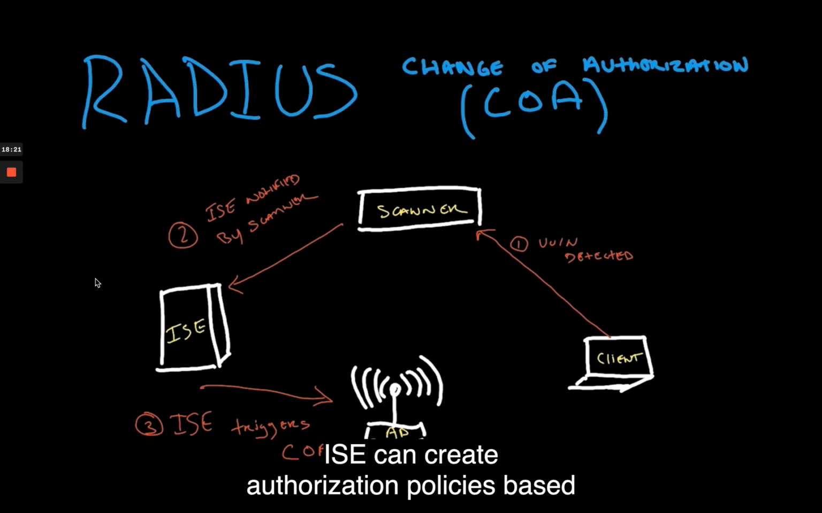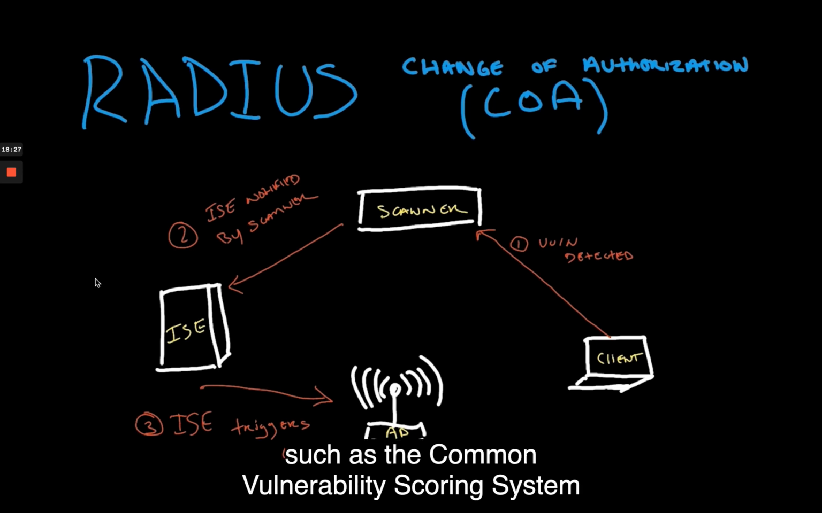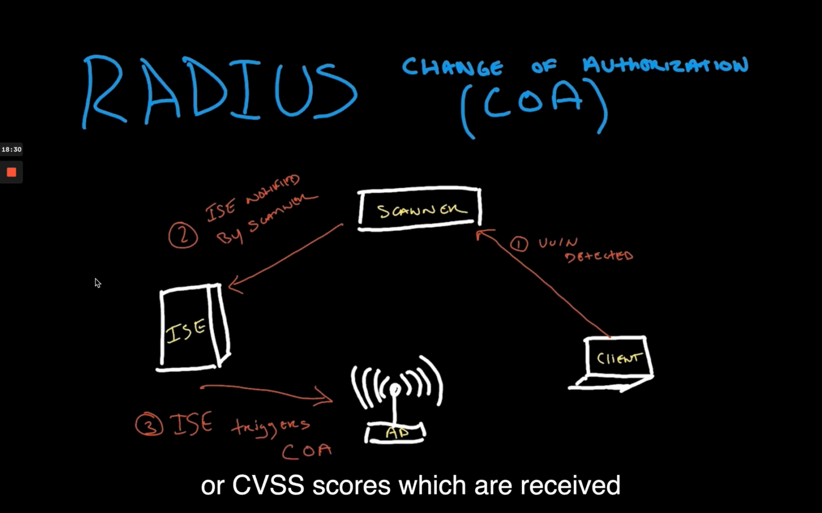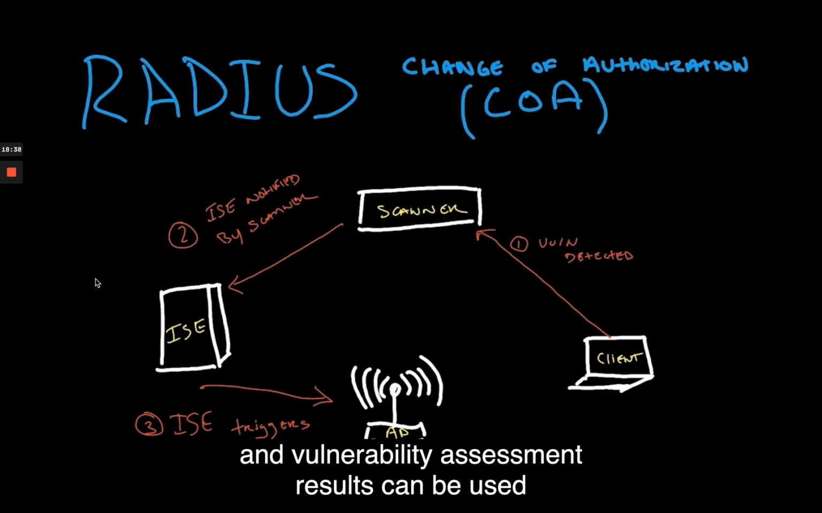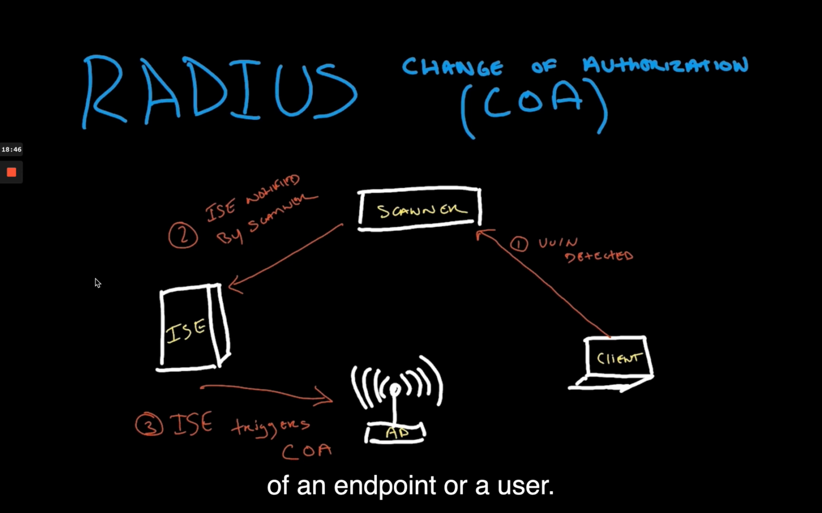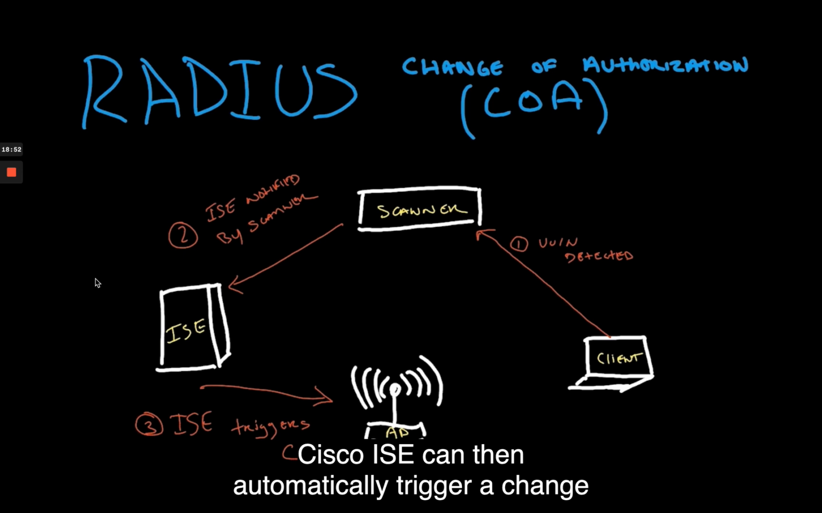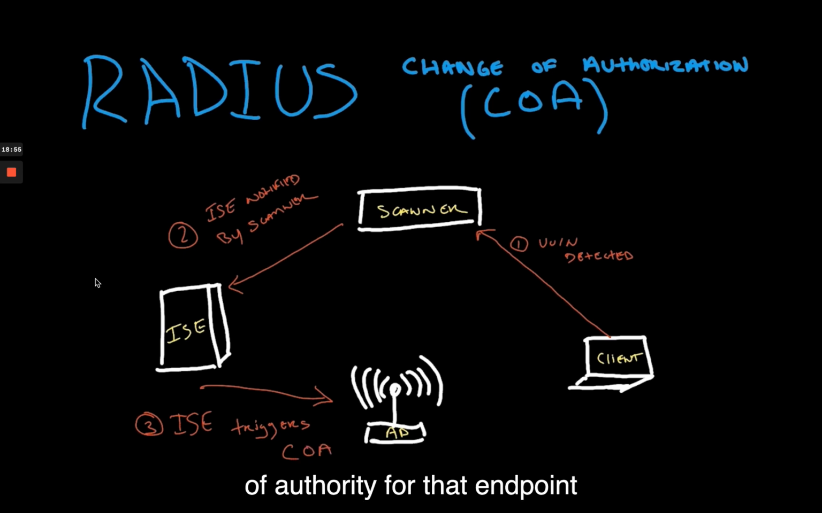ISE can create authorization policies based on vulnerability attributes, such as the Common Vulnerability Scoring System, or CVSS scores, which are received from your third-party threat and vulnerability assessment software. Threat severity levels and vulnerability assessment results can be used to dynamically control the access level of an endpoint or a user. When a vulnerability event is received for an endpoint, Cisco ISE can then automatically trigger a change of authorization for that endpoint, as demonstrated in the diagram below.